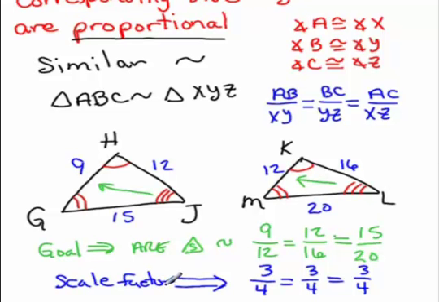that the triangle HGJ is similar to triangle KML, determining whether two triangles are similar. That is the basics of determining if we have two similar triangles.